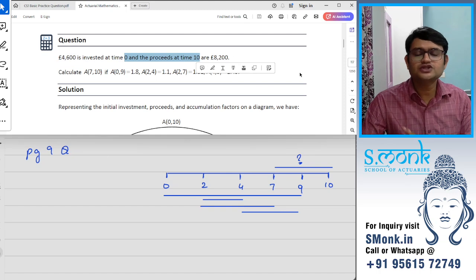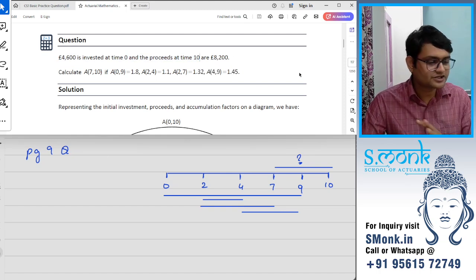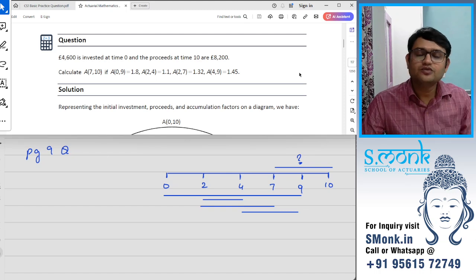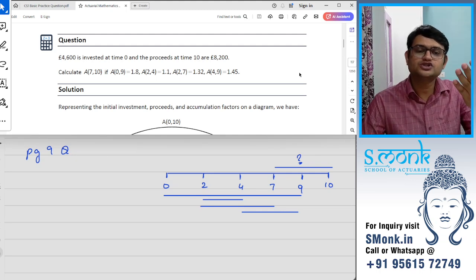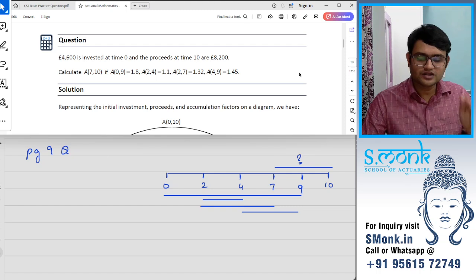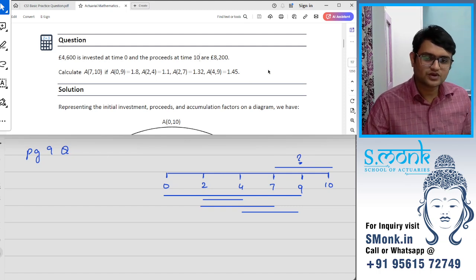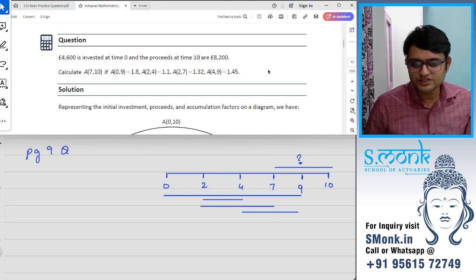Now, if you see in this question, there is no interest rate given. They did not say simple interest, they did not say compound interest, they did not say 7%, they did not say 10%. When we have the accumulation factor, we don't really need the rate of interest. Accumulation factor tells us by how much the amount will increase if we invest for this much time. So it does not matter what the interest rate is here, we can solve this without knowing the interest rates.